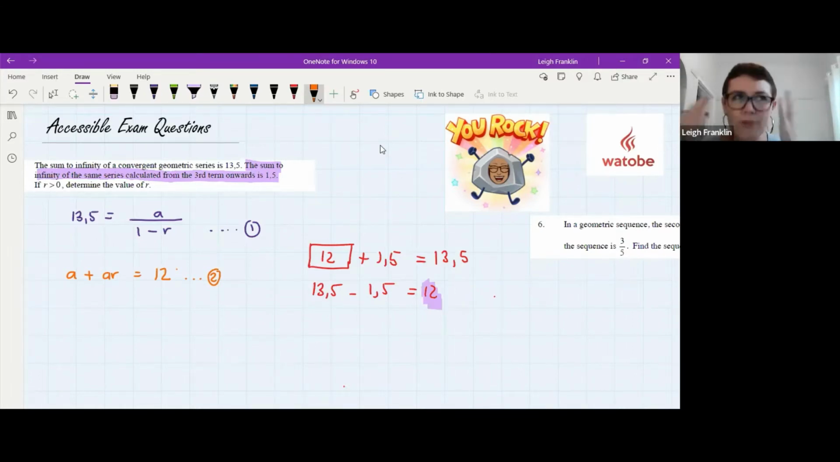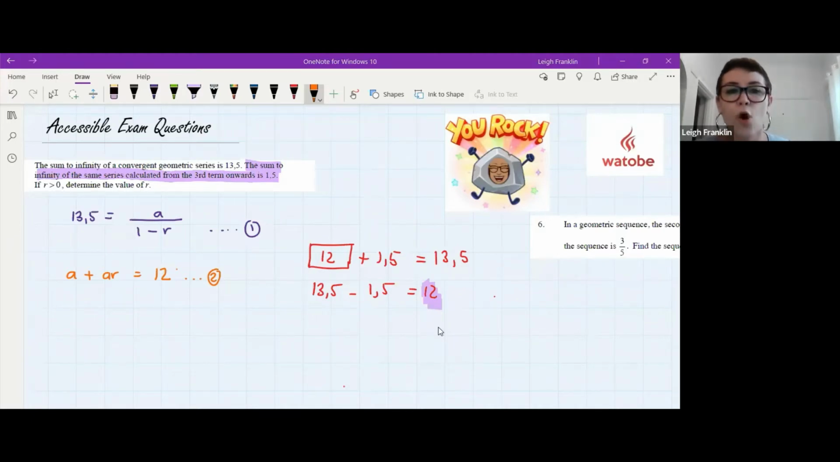Okay, so now if we start thinking to ourselves, the sum of the first two terms is 12, what does that mean? How am I going to write that? Well, I know that the series is geometric, and I write the first term as A and the second term as AR, so therefore A plus AR is 12. It was a little bit more difficult in this question to form that second simultaneous equation. We first had to discover what the sum of the first two terms was before we could make the equation ourselves.